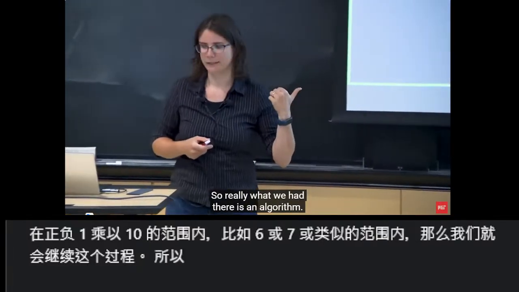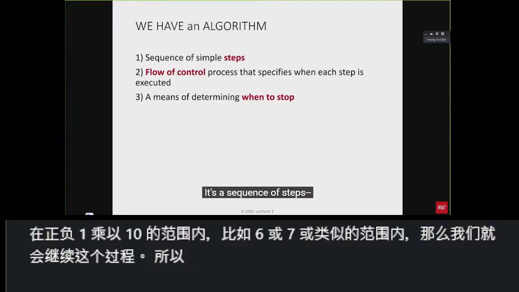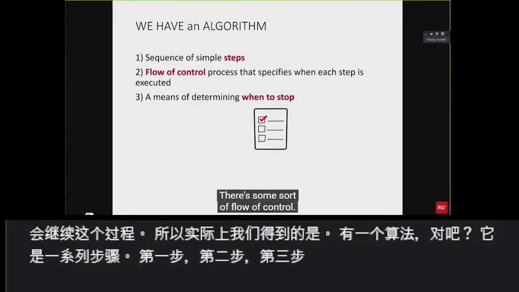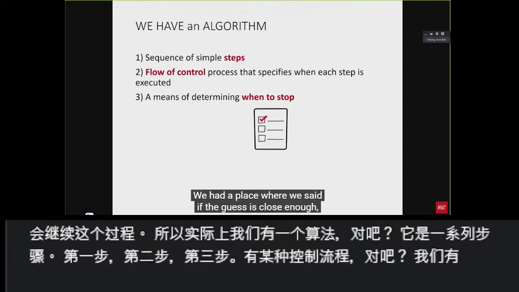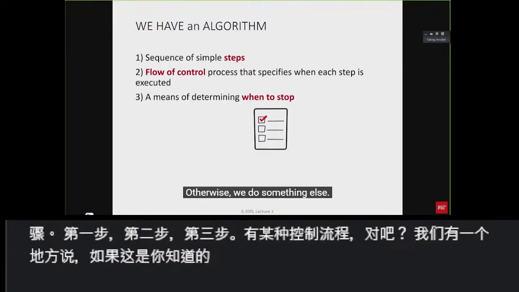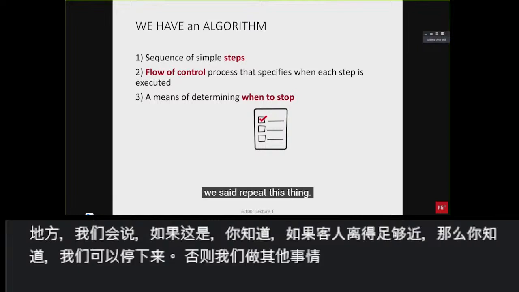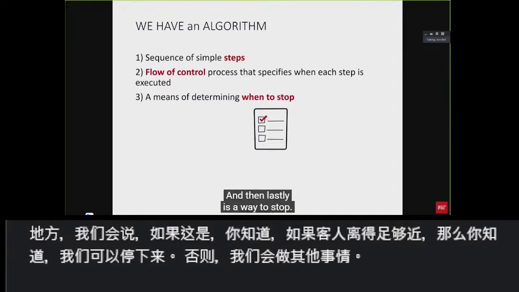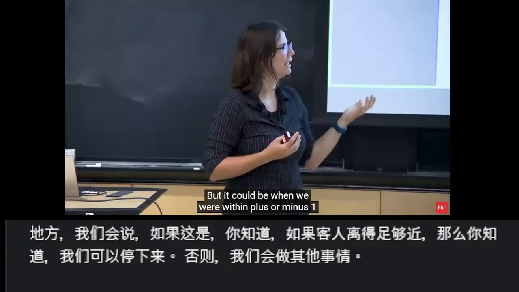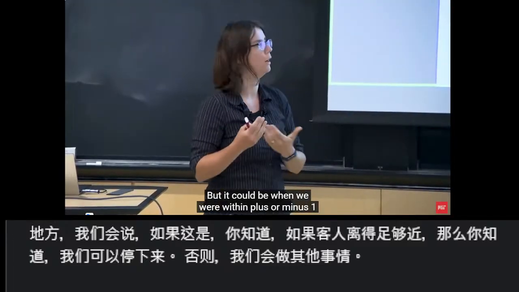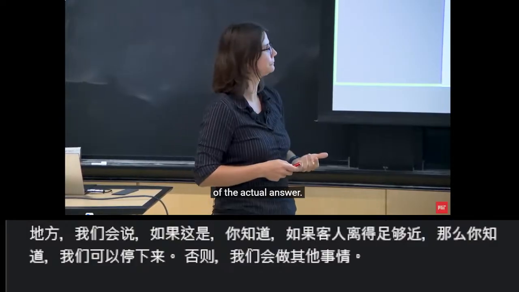So really what we had there is an algorithm. It's a sequence of steps: step 1, step 2, step 3. There's some sort of flow of control. We had a place where we said if the guess is close enough, then we can stop. Otherwise, we do something else. We had another flow of control where we said repeat this thing, so we're not going linearly, we're changing the flow. And lastly, there's a way to stop. We don't want the algorithm to go on forever. This stopping point could be when we're within plus or minus 1 of the actual answer.